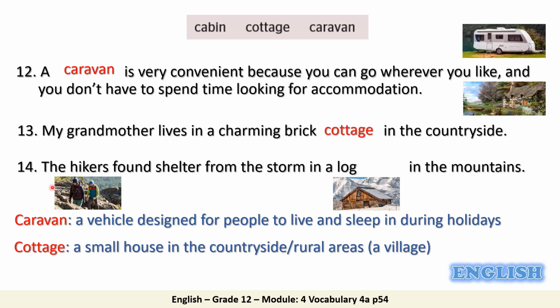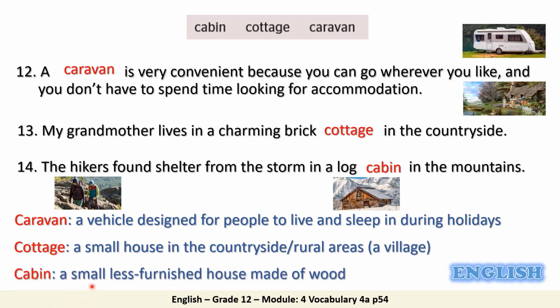Okay. Number 14, the hikers, those are called hikers, found shelter. Shelter is a place to protect themselves from the storm in a log. Your answer please. In a log cabin. This is called a log cabin in the mountains. So a cabin is a small, less furnished house made of wood.